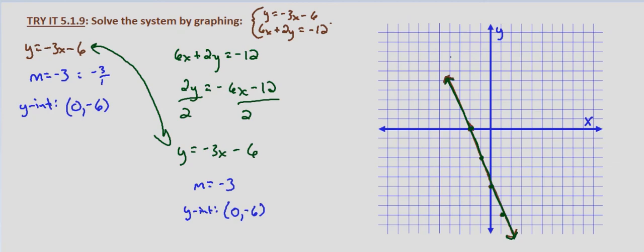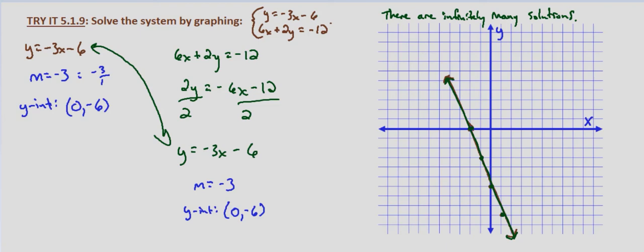So since I have the same exact line, what does that tell us about the solution to this system of equations? Since it represents the same line, there are infinitely many solutions. So if we plug any x value into y equals negative 3x minus 6, we're going to get the same y value as if we plug that x value into our second equation, 6x plus 2y equals negative 12. They're two forms of the same equation.